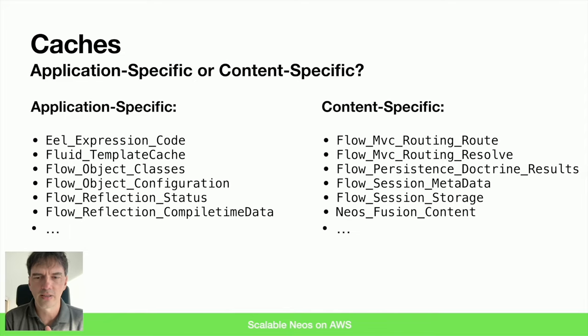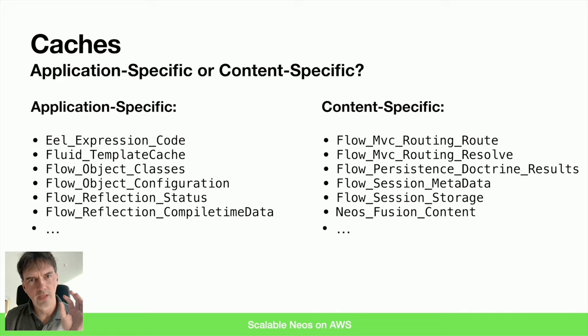On the other hand, there are the content-specific caches. Caches which are built and need to be shared amongst different workers because they contain content that is generated, for example, by the user. You add nodes, you access them from the front end, this generates routes, this generates cache entries, the user accesses your pages, it generates session data and session metadata. And there's the Neos Fusion content cache, which is the biggest and most important cache, where your whole content is being cached in different layers. And this is something that's not specific to one particular worker, but to all of them. So all of them have to access it in a shared way.